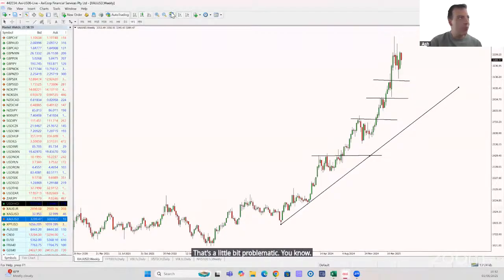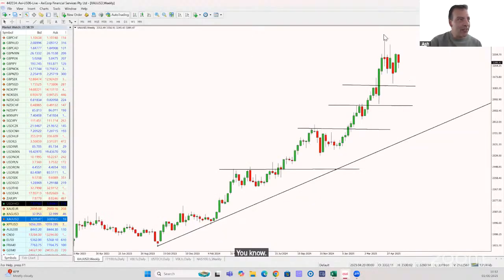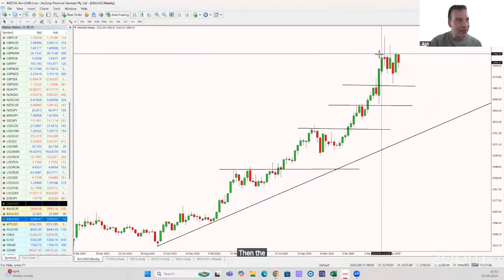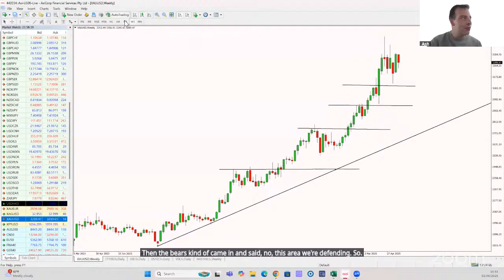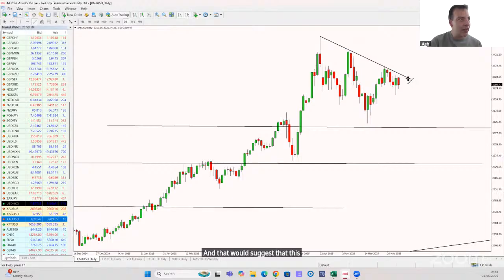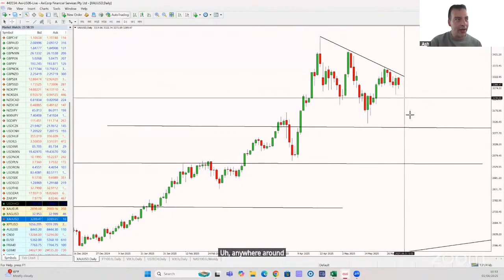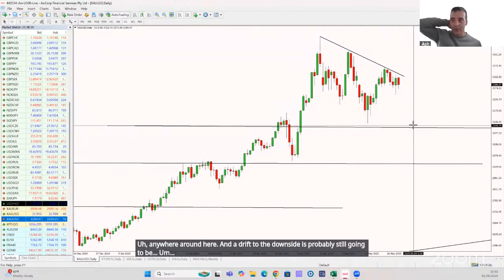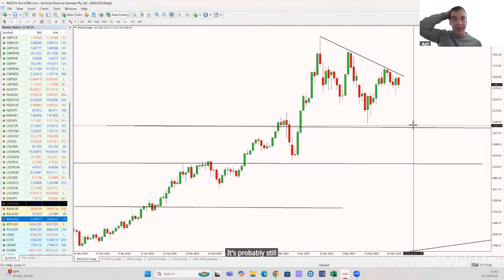A big long bar here. Big long bar with a big tail there, negativity. Then the Bulls try to buy it up. They look at the tail, they got battered down again. The Bears did get a little bit of price action, but the Bulls had a really strong week a couple of weeks ago. Then the Bears came in and said, no, this area we're defending. So the area is being defended week on week. And that would suggest that this trend line would have to be broken if you're looking for upside anywhere around here, and a drift to the downside is probably still going to be defended.